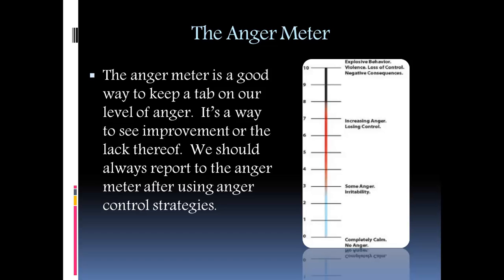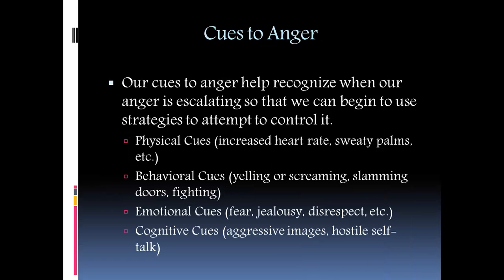Remember that you've been doing this course for several sessions. Hopefully, as your plan is working better and better, you'll see that the number on your anger meter has continued to decrease. Again, 10 is that explosive behavior, violence, loss of control, negative consequences. 7 is kind of that warning, danger area, increased anger, losing control. 3, some irritability, and then 1, 0, completely calm and no anger.